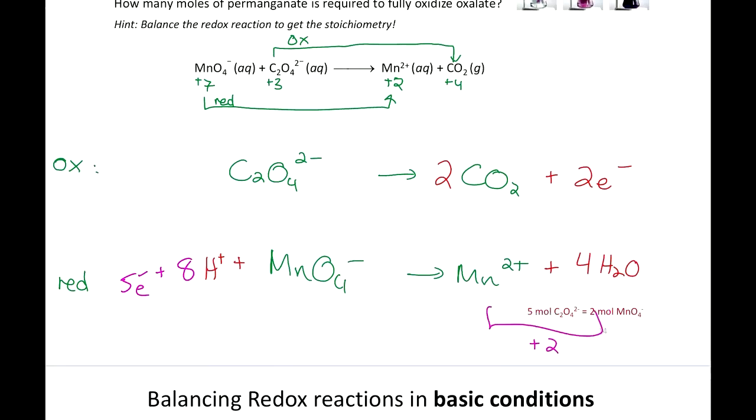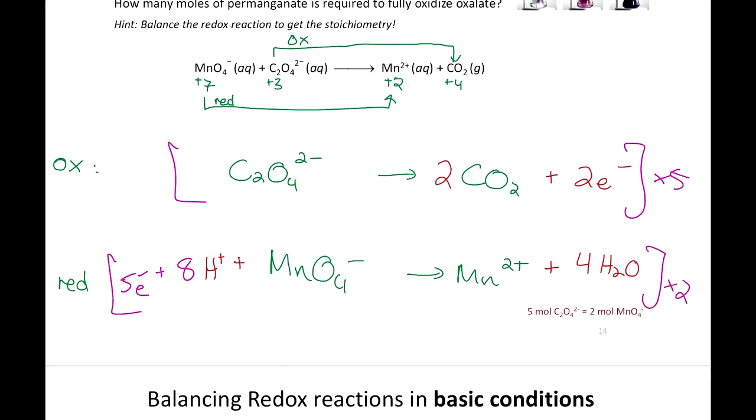Okay, so how am I going to add these two up? The first reaction, I'm going to do what to it? Multiply by 5. And then the second one, I'm going to multiply by 2. So my new coefficients are going to be 5 oxalates, 10 CO2s, 10 electrons. Those are my new coefficients.